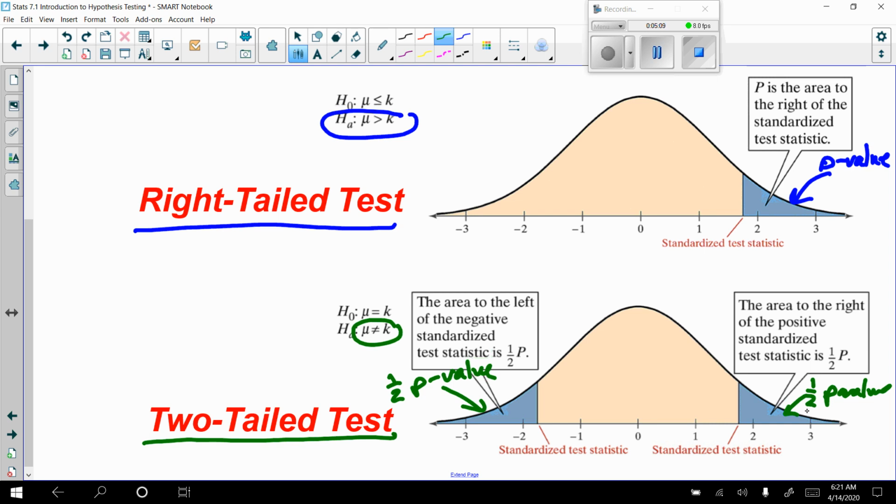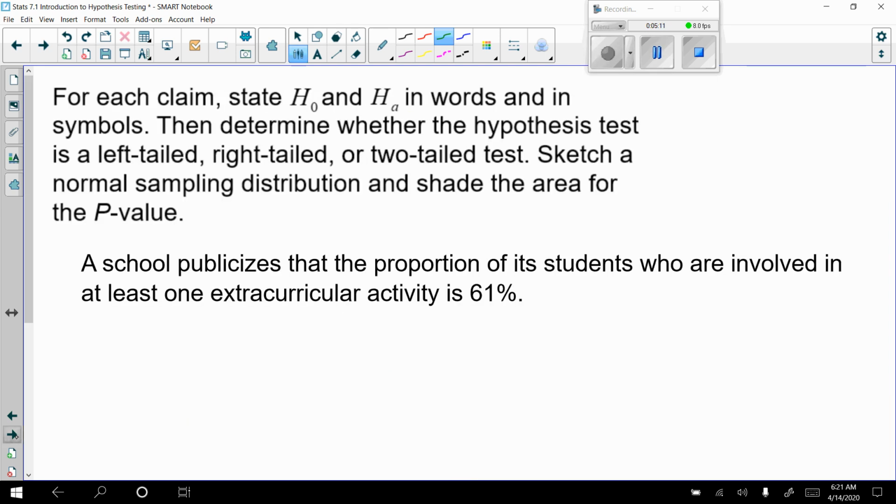Okay, so now let's do an example. For each one of these claims, we want to state the null hypothesis and the alternate hypothesis in words and symbols, and then determine whether it's a left-tailed, right-tailed, or two-tailed test, and then sketch the distribution and point to where the p-value is. Okay, so back to our example of the school publicizing that the proportion involved in extracurricular activities of their students is 61%.